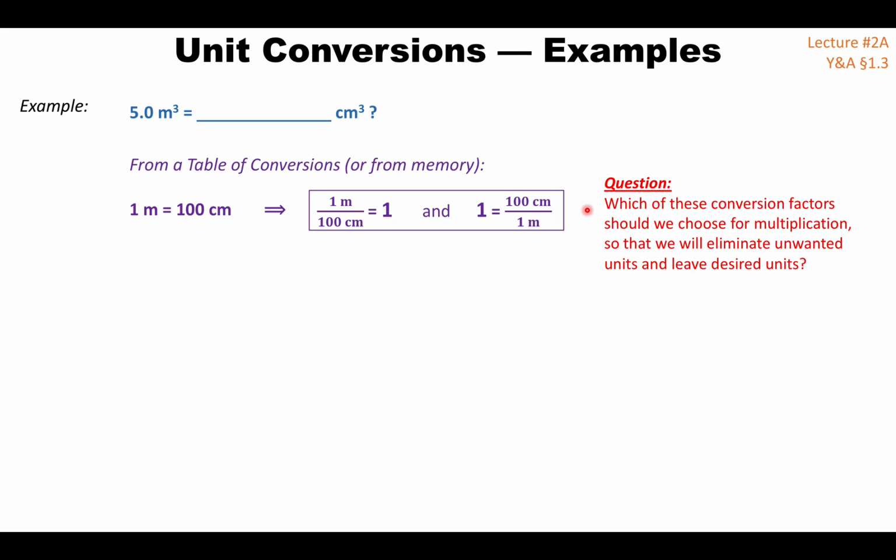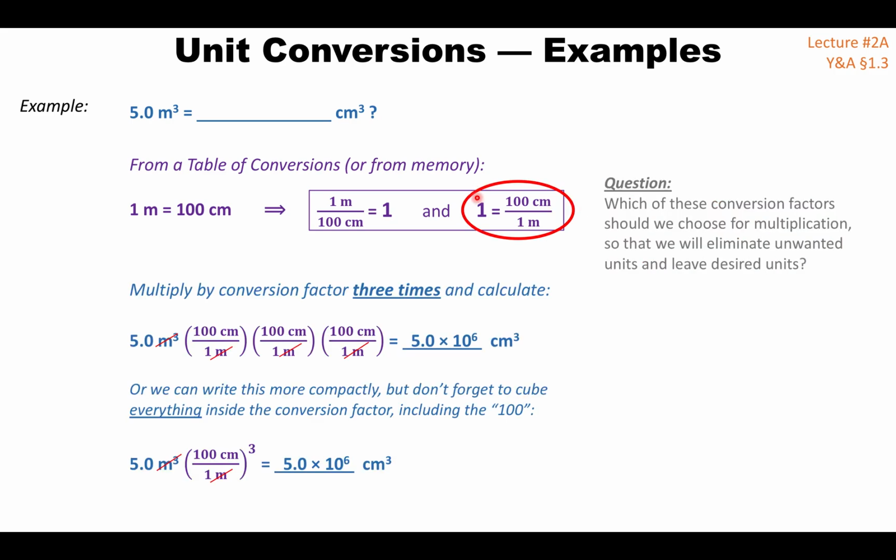Okay, I hope that you chose this one. And you can see that if we multiply it against the 5 cubic meters one time, look what happens. 1 power of the meters will cancel, leaving meters squared. And we get multiplied in the numerator by 1 power of centimeters. So now I have meters squared times centimeters. That's great. That took me 1 step in the direction I want to go.